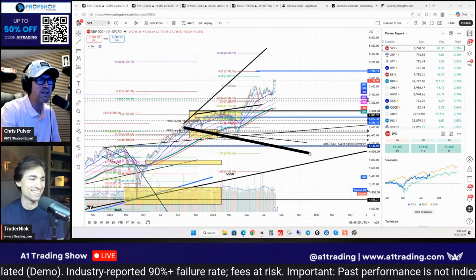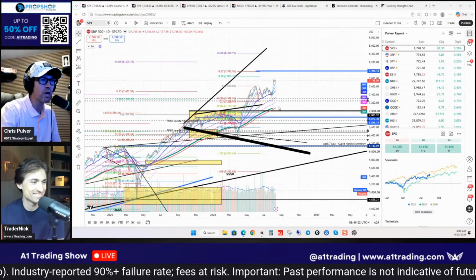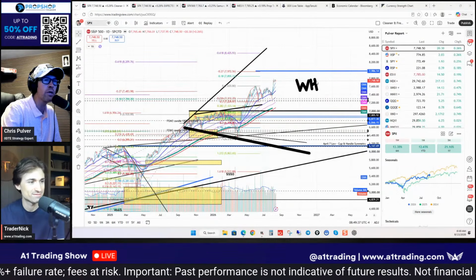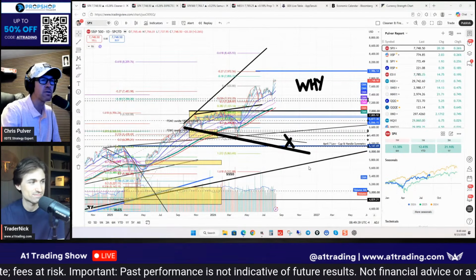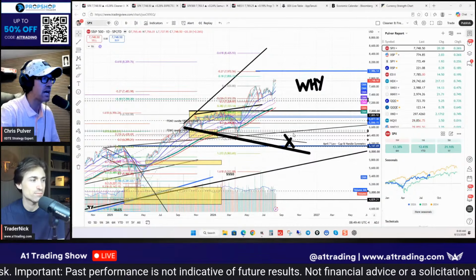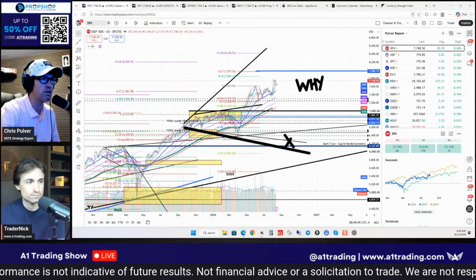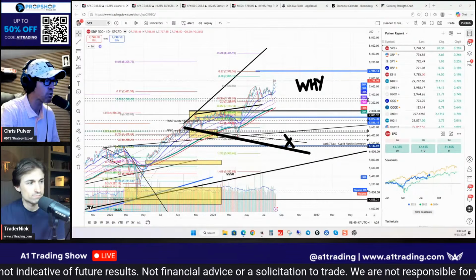Okay. But if we have something like this, why would we test this level? I have no idea. Nick, we have been talking about all these things that could potentially derail this, but nothing has derailed these higher lows for right now.